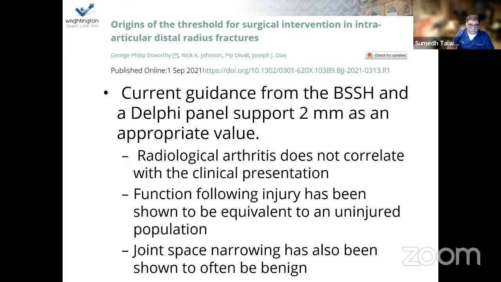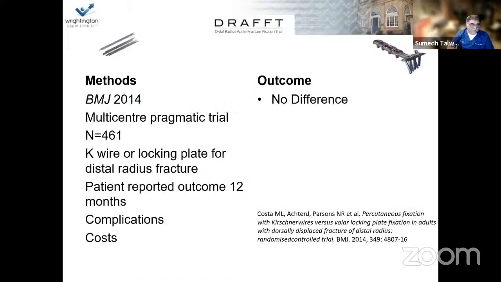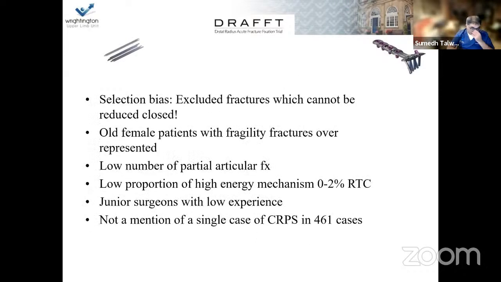So what does the literature say regarding treatment? We've had two DRAFT trials. The first one was published in the BMJ in 2014, where K-wiring was compared with locking plate fixation, and the authors reported the outcomes at 12 months and said there was no difference between these two methods of treatment. These trials are very difficult to set up, to acquire funding for, and I do have a lot of sympathy with the authors. But there were certain criticisms which were leveled at the authors.